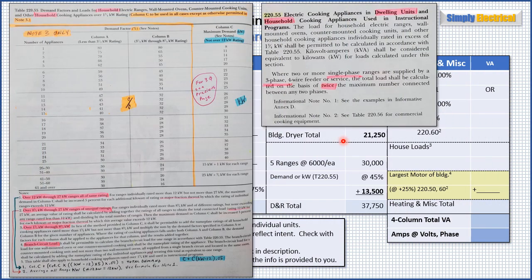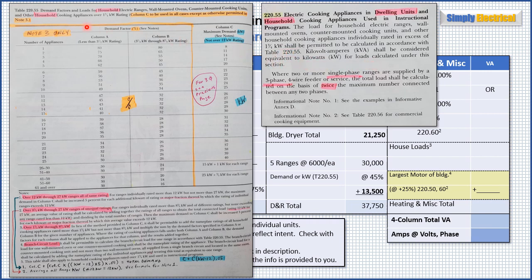Next, we're going to move on to the range. Article 220.55 tells us electric cooking appliances in dwelling units and household cooking appliances used in instructional programs. So we're going to be dealing with dwelling units. It says the load for household electric ranges, wall-mounted ovens, counter-mounted cooking units, and other household cooking appliances individually rated in excess of 1 3/4 kW shall be permitted to be calculated in accordance with Table 220.55. And here's that same note we saw for the dryers. kVA shall be considered equivalent to kW for loads calculated under this section.